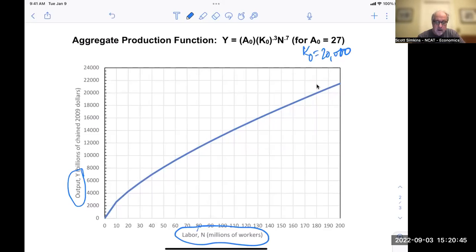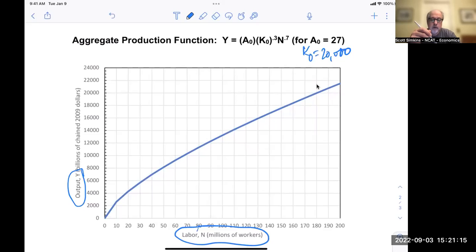We see that as N gets bigger, Y gets bigger, real GDP gets bigger. That makes sense. If we have more workers working with capital and technology, we get more output. But notice that it's not a straight line. It's not linear. Rather, it curves and it tends to get flatter. The slope of this line gets shallower, smaller over time.